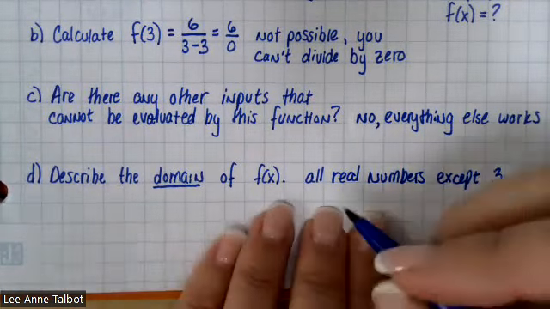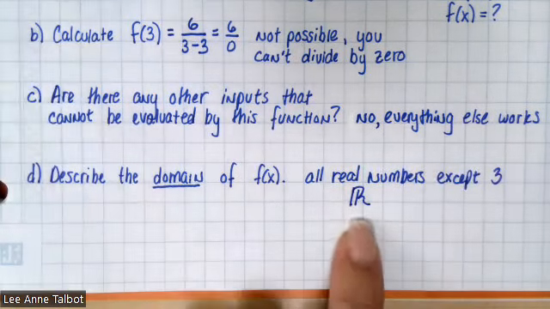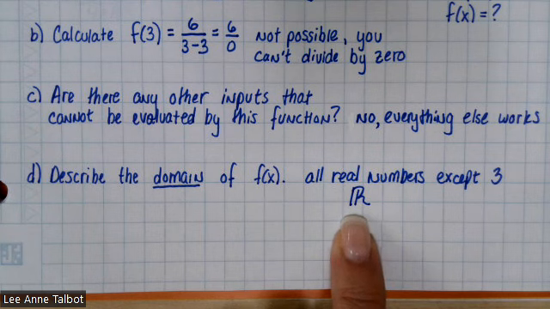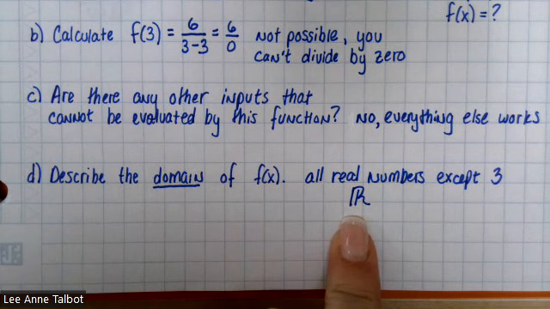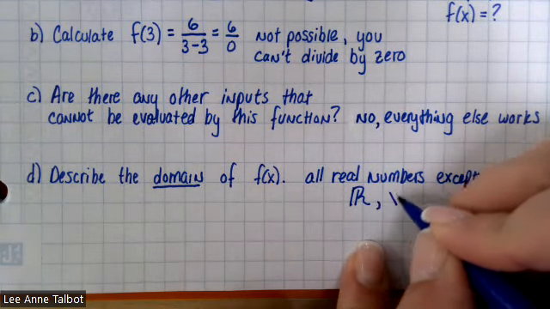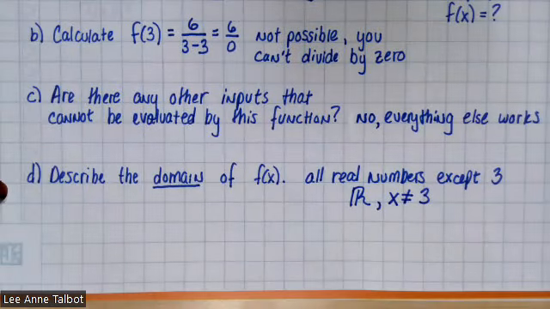So what we do is we say all real numbers. We make that into a fancy R with 2 stems. Why does it have 2 stems? Well, it's because it's supposed to be bolded like in a textbook, but back in the day when we drew on a whiteboard or a chalkboard, you can't bold something, so they made 2 stems to make it look bolded. Anyway, all real numbers, x cannot be 3.